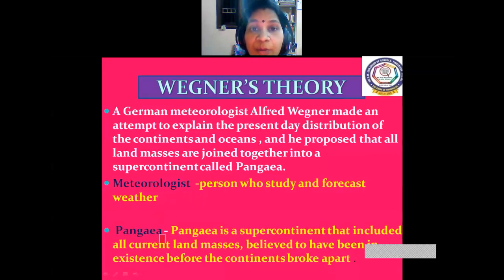Then let's see about Pangaea. What is Pangaea? Pangaea is a supercontinent that included all current land masses. The current land masses are believed to have been joined before the continents broke apart. Before the continents broke, it was all in one land mass. All the continents in one land mass. That is called Pangaea.